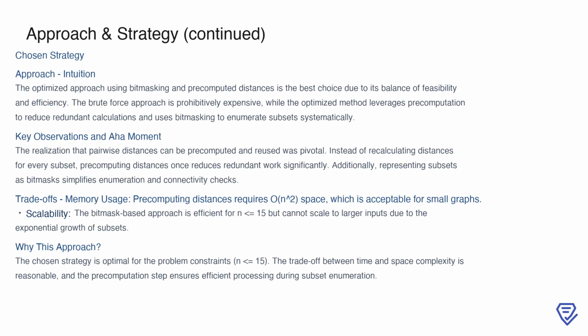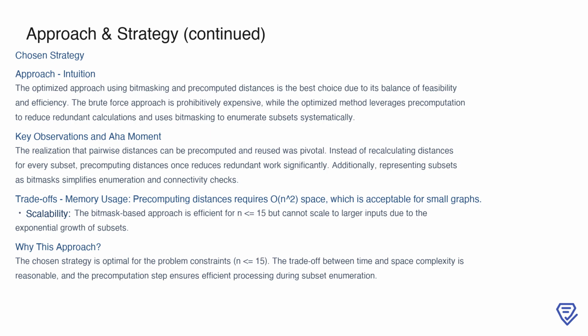The chosen strategy combines the efficiency of pre-computation with the systematic enumeration of subsets via bitmasking. The intuition behind this approach is that pre-computing pairwise distances allows us to reuse this information across all subsets, avoiding redundant calculations. This insight was a critical breakthrough in reducing the overall complexity. By representing subsets as bitmasks, we streamline both the enumeration and the connectivity verification processes.